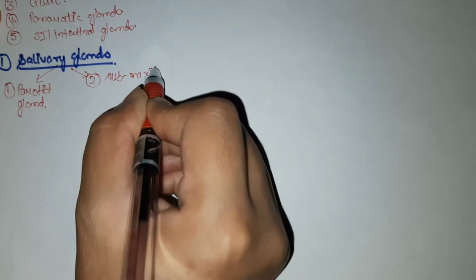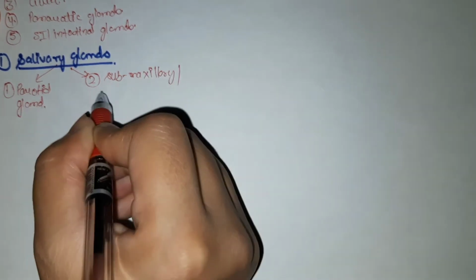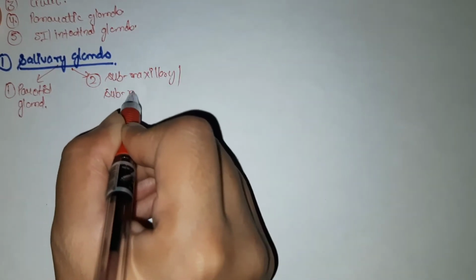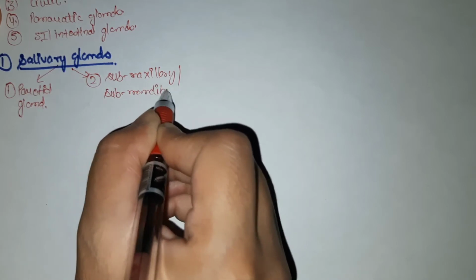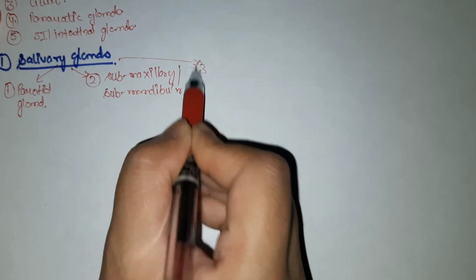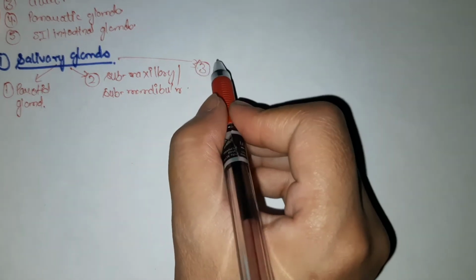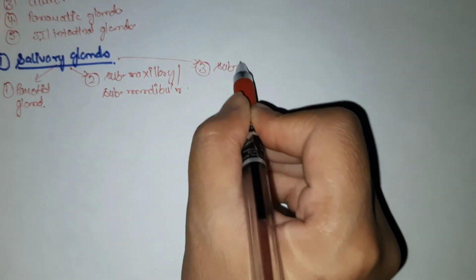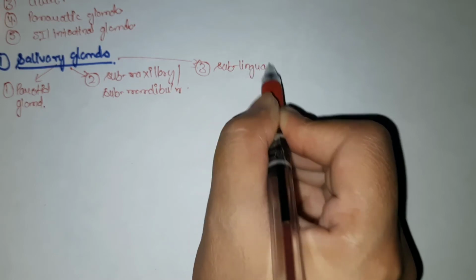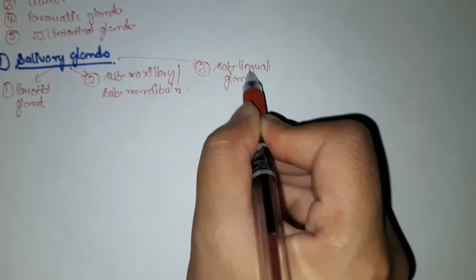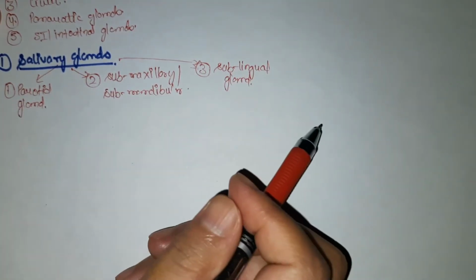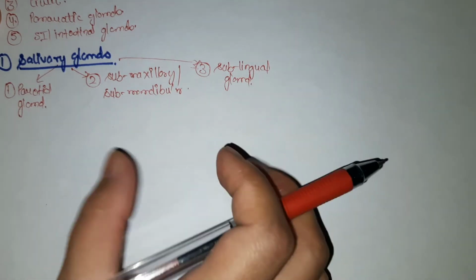Submaxillary or submandibular. And the third and the last is the sublingual gland. All these glands secrete saliva.